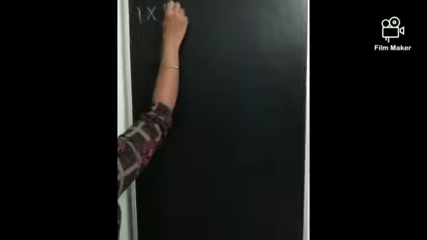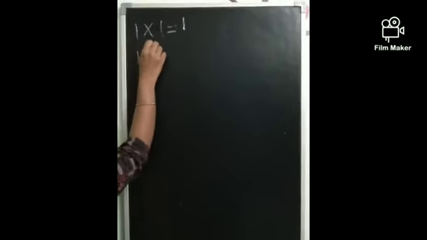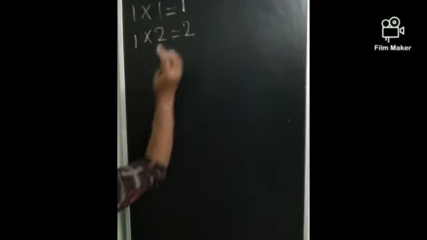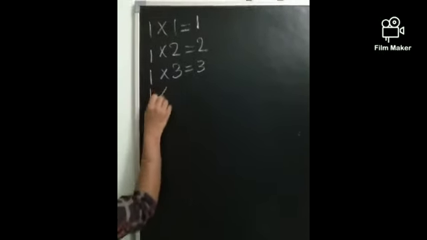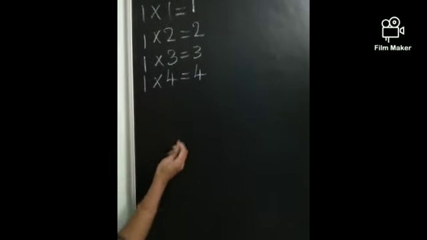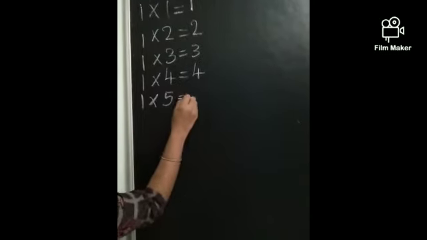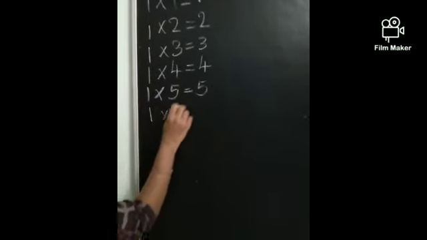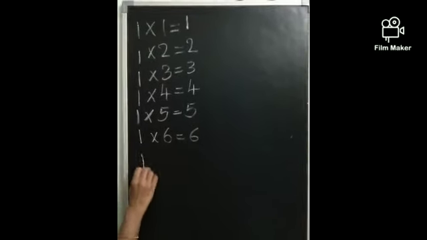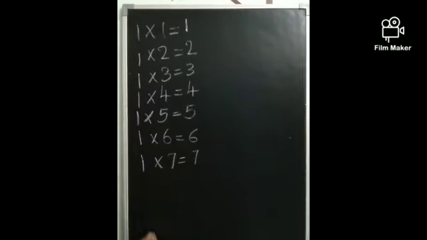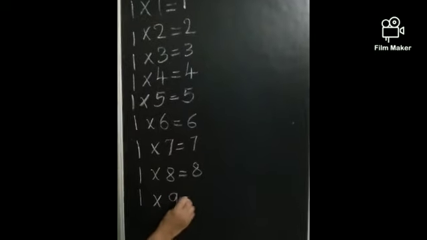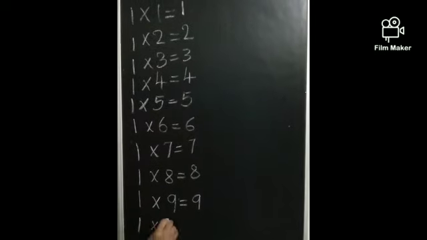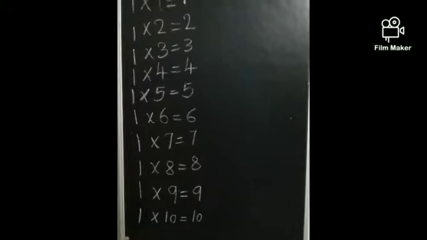Now writing table 1. 1 1's are 1. 1 2's are 2. 1 3's are 3. 1 4's are 4. 1 5's are 5. 1 6's are 6. 1 7's are 7. 1 8's are 8. 1 9's are 9. 1 10's are 10. This is table 1.